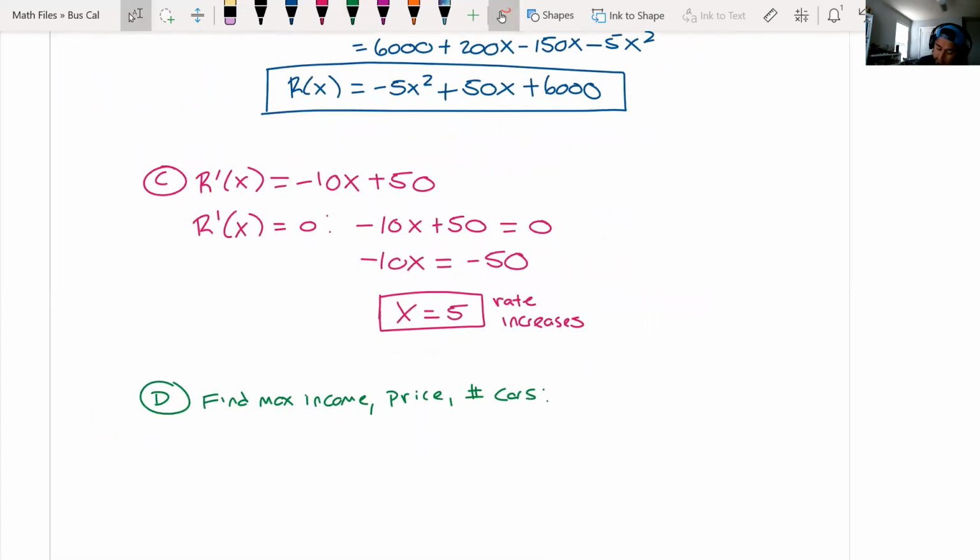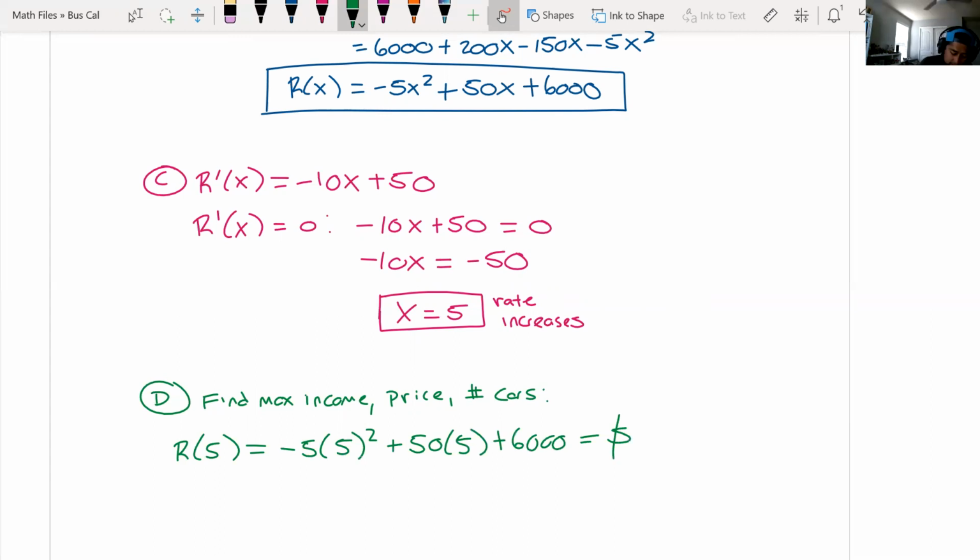So first off, R of 5, plug this into our revenue function: negative 5 times 5 squared, plus 50 times 5, plus 6,000. And if we do 5 rate increases, we'll make $6,125 in max income.